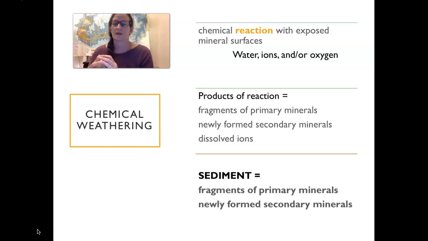downstream. Okay. From that, we're making sediment. We're making the parts that are going to become sediment and soil later, either in the form of those primary minerals that didn't change during the reaction, or the new secondary minerals that are created during the chemical reaction.